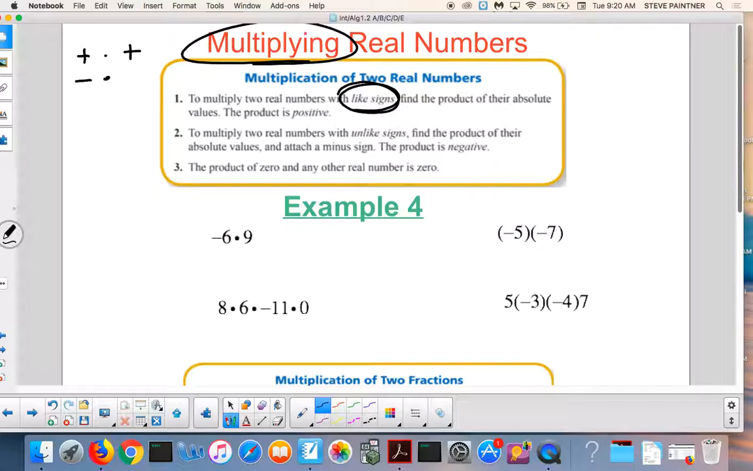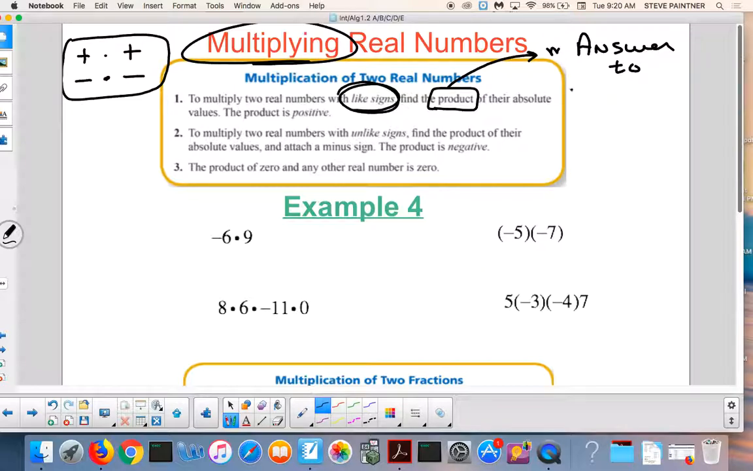Okay, you will take this or this. When multiplying two signs that are the same, you will always get, now read what it says. Find the product. Oh, they used a word that some of you don't know. What does product mean? Answer to what? Okay, maybe you should say that to yourself. Answer to what? So if you don't know what the product means, you don't know what to do. It just means the answer to multiplication.